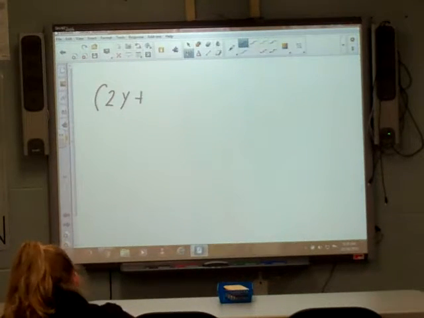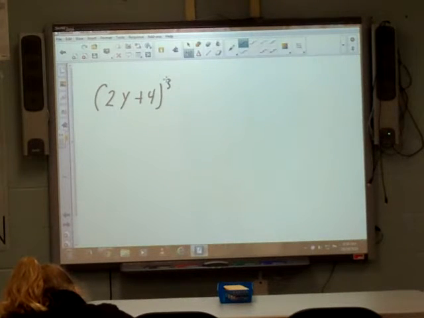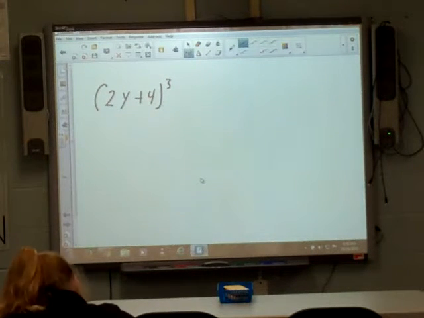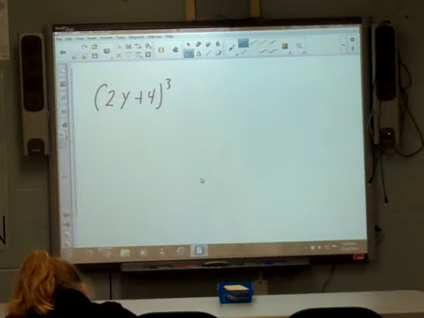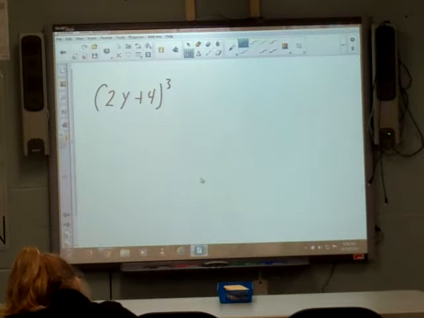2y plus 4 to the third. Alright, see if you can get that one. Go. Do you want to do the triangle thing? Yeah, use your triangle on this. You get practice using it.